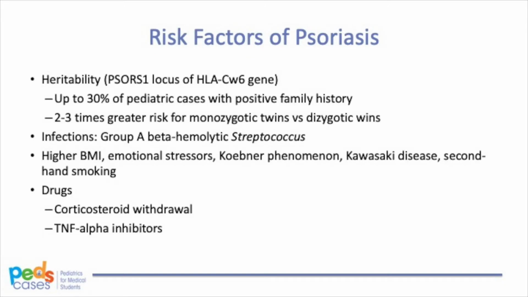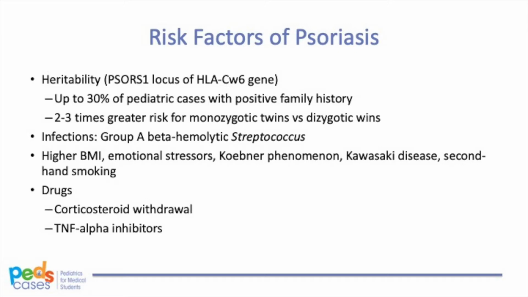Multiple risk factors have been identified for psoriasis. The genetic heritability of psoriasis has been well established, and up to 30% of pediatric patients report a family history of the disease. The risk of developing psoriasis in monozygotic twins is 2 to 3 times greater than that for dizygotic twins. In particular, the psoriasis susceptibility locus of human leukocyte antigen, HLA-Cw6 gene, in chromosome 6 has been associated with early onset psoriasis.